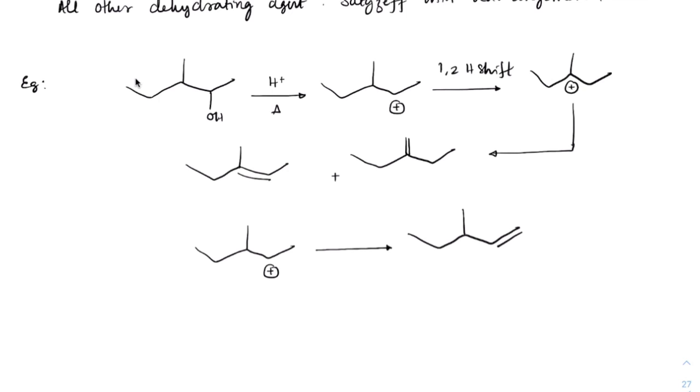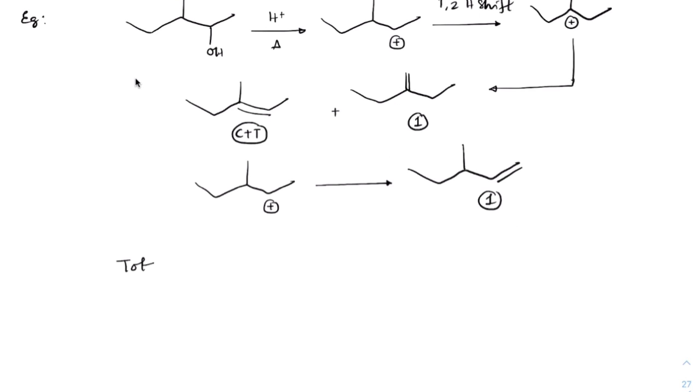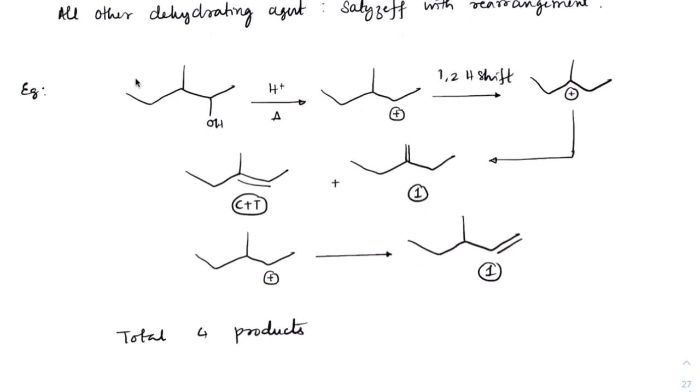Here, this will have cis plus trans. This will have only one product. This is also one product. So total how many products? Total 4 products. Sir, without rearrangement, another product could also form, no, sir? Without rearrangement, it is the same one. This is the same one which you will get, cis or trans. Okay.